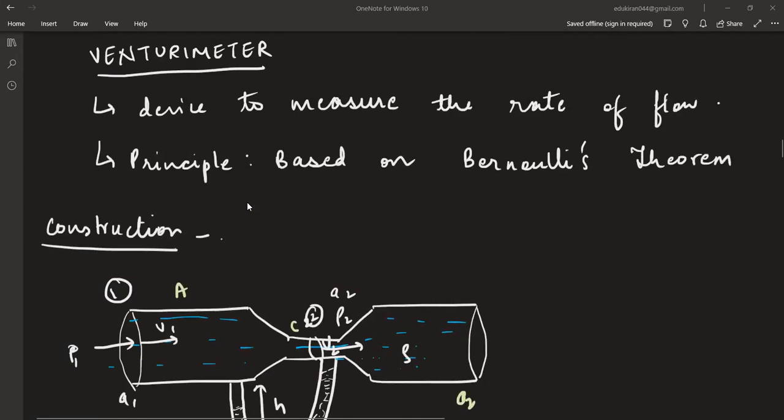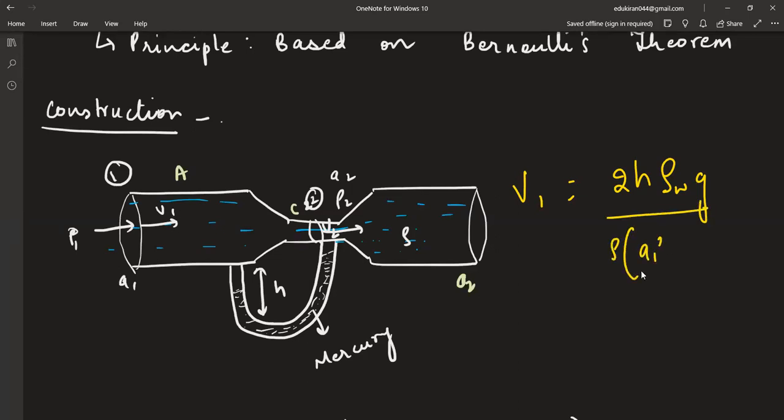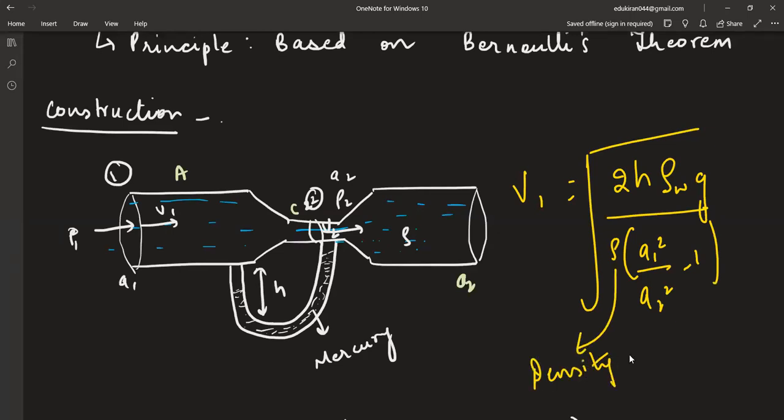Last is the Venturimeter. It's the device which is used to measure the rate of flow. So it's also based on Bernoulli's theorem. Basically, you have two pipes which are connected through this U-shaped tube. Here the fluid flows and here you have the mercury. You don't have any derivation here. You just have to remember this formula: V1 is under root of 2h times density of water into g, divided by rho times (A1 square by A2 square minus 1). Here rho is the density of the liquid.